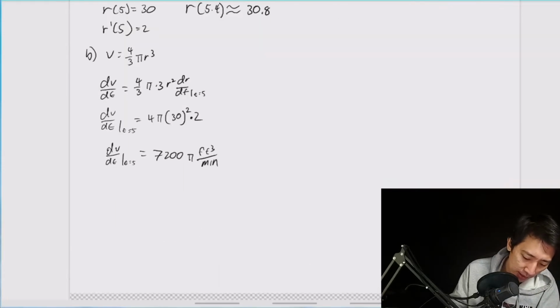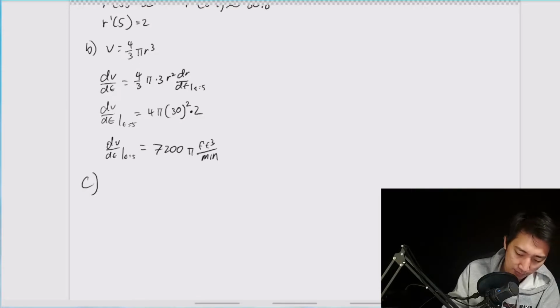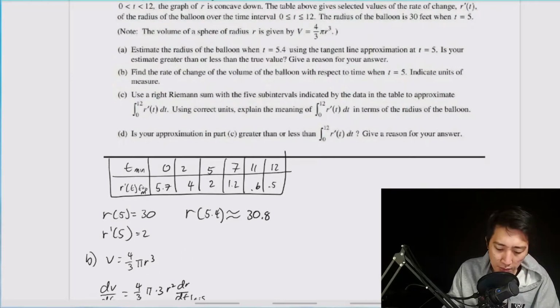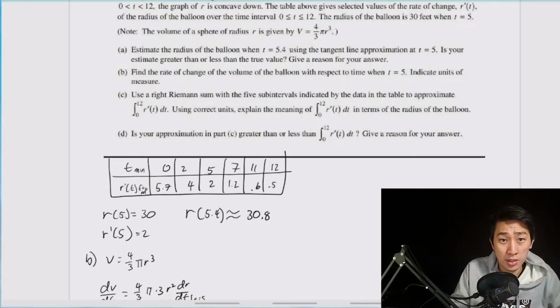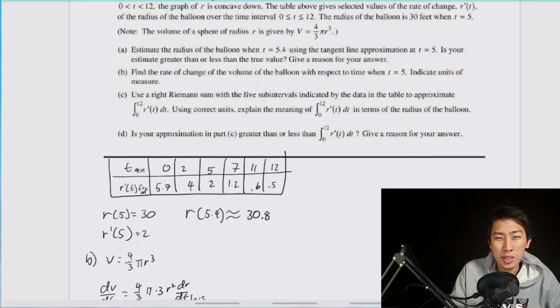Okay, let's look at C. C says use a right Riemann sum with 5 subintervals indicated by the data, yada yada yada, to approximate, use correct meanings. Okay, so again, the reason I'm skimming through isn't because it's not important to read, but for me, I'm reading, I'm processing it. I don't think you need me to read it out loud to you.